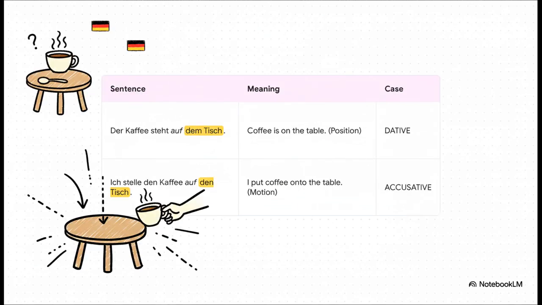The classic coffee table example makes this crystal clear. Picture this, the coffee is already sitting on the table. It's not moving. That's a fixed position. So you ask, wo, where is it? It's on dem Tisch, dative. Now picture yourself placing the coffee onto the table. That's motion towards a destination. So you ask wohin, where are you putting it? Onto den Tisch, accusative. See the difference?